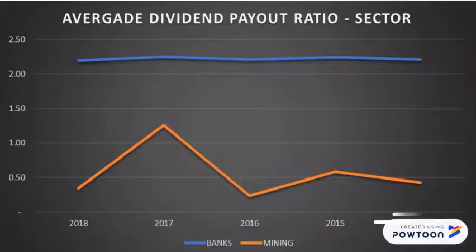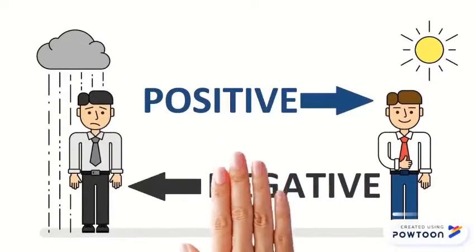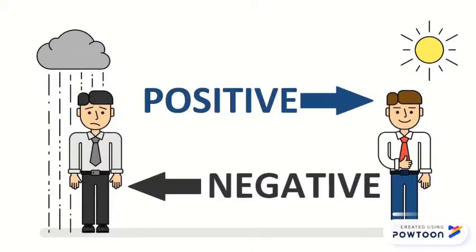This slide shows the comparison between the banking and the mining industry average dividends payout ratios. As you can see, the banking industry is more constant than the mining industry. A company needs to be prudent with setting their payment policy, as shareholders will respond to a change from expectation, either positively or negatively, depending on how they perceive the news.